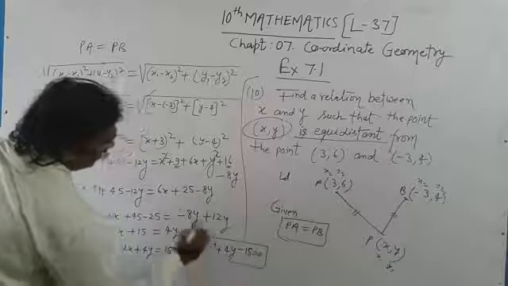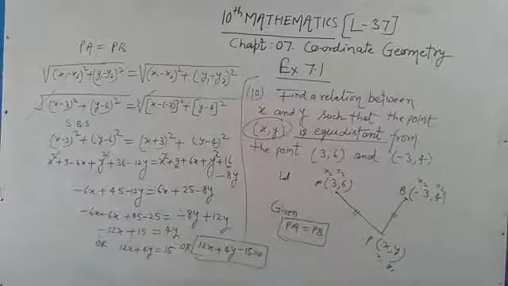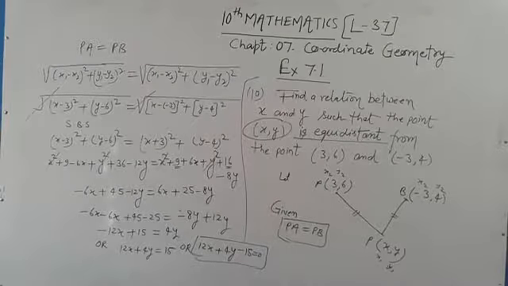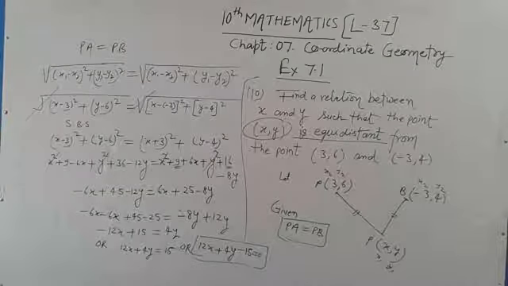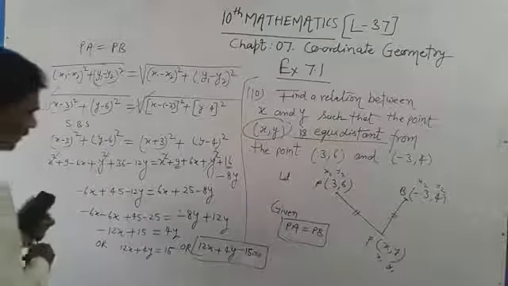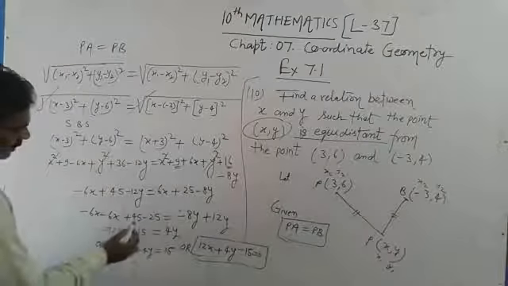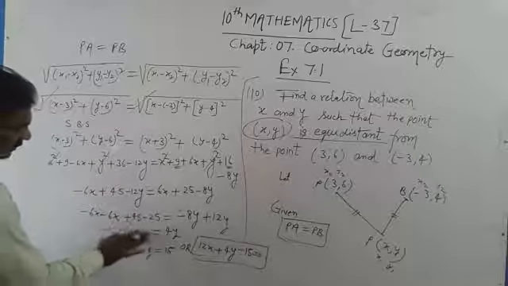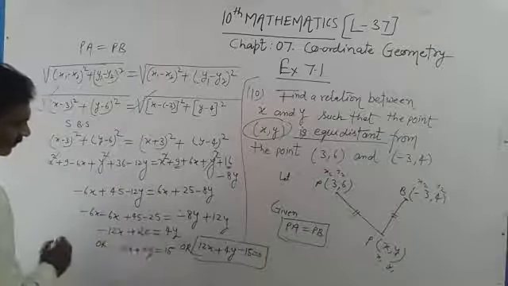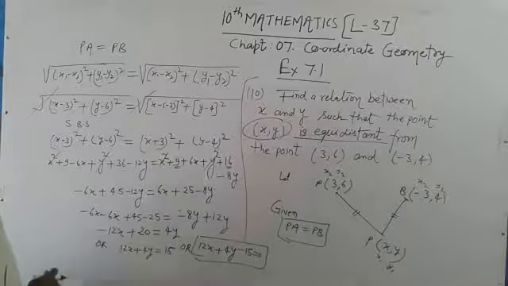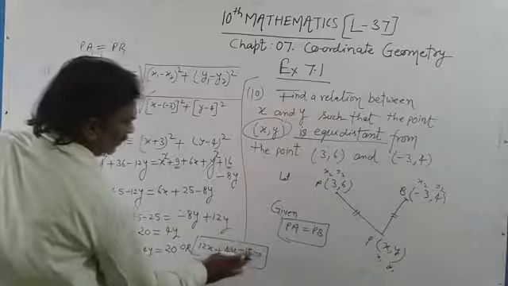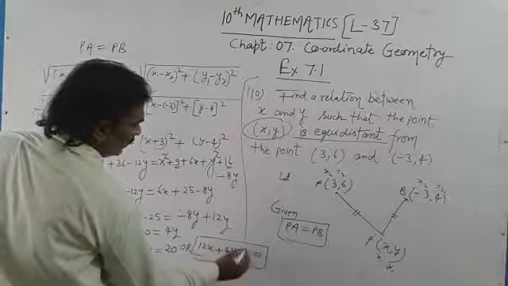Okay students, write down. So students, there is a correction. We have written it wrong: 45 minus 25 should be 20, students. Okay, so this will be 20, and now here it will be minus 20.